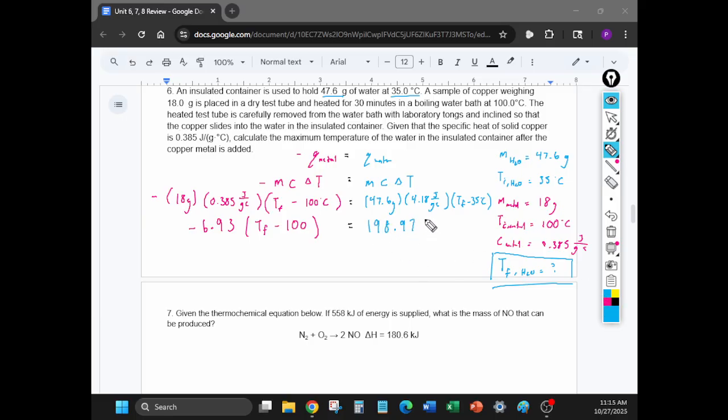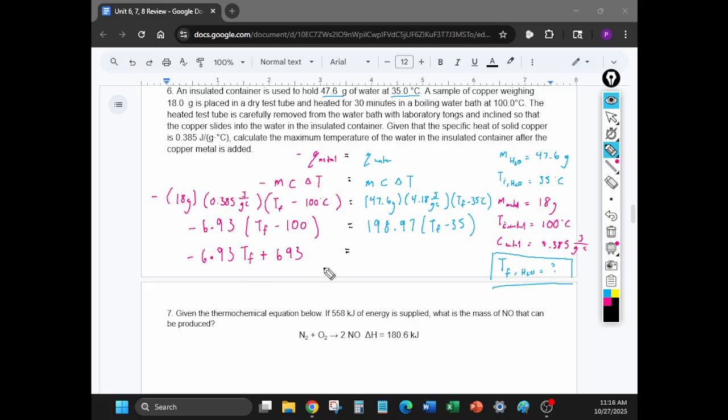Okay, and then we still have our TF minus 35. Everybody good? All right. Now what we need to do is some algebra shenanigans. We need to distribute on both sides. So you're going to do 6.93 times negative 6.93 times TF, so it'll be negative 6.93 TF. And then plus, because the negative is going to cancel out with the minus, so times 100, it's going to be plus 693. So that's what we get on the left side: negative 6.93 TF plus 693.